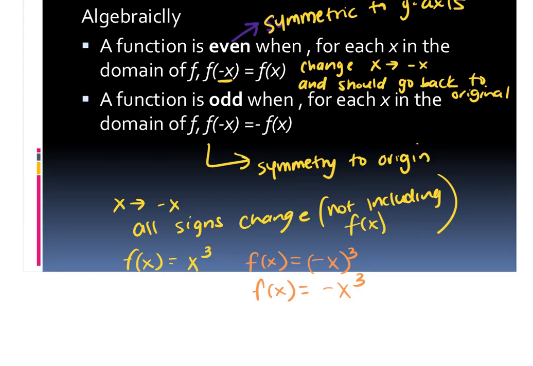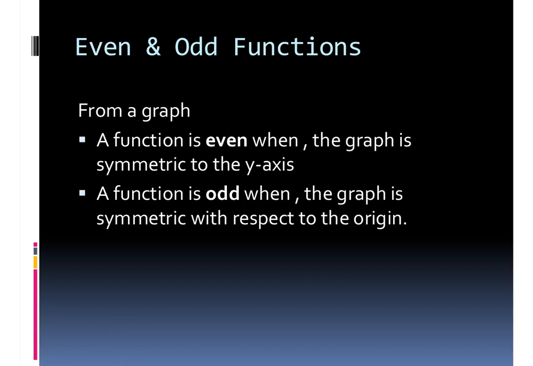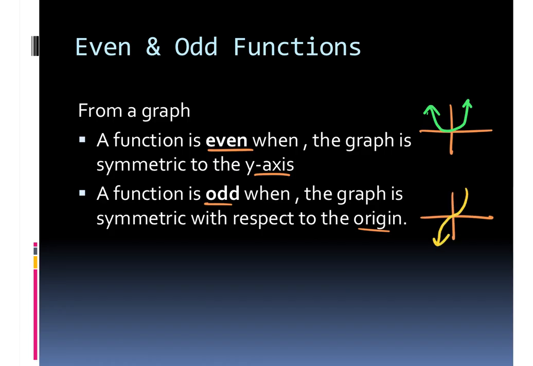Still good? All right. If you're looking at a graph, even means y-axis, odd means origin. So again, like a parabola that's on the axis, or an absolute value that's on the axis, and then origin, like an x to the third function, where whatever happens in the top right flips down to the bottom left, or vice versa here.